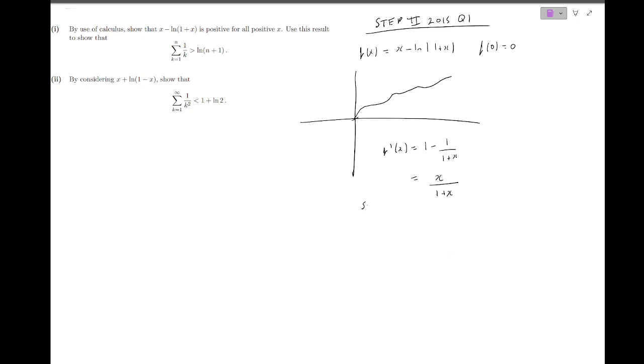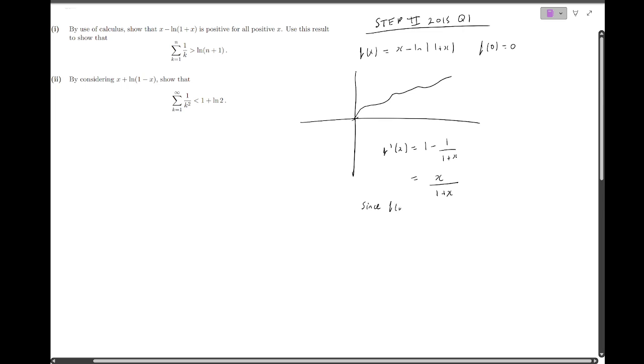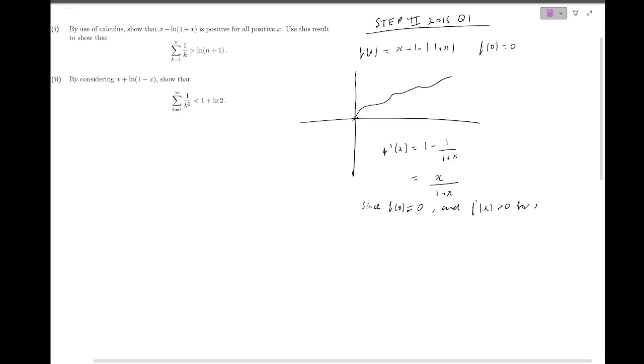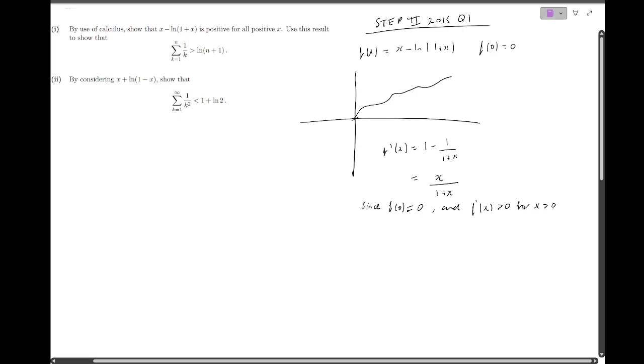So in conclusion, since f of 0 equals 0 and f is increasing for x greater than 0, then f of x is greater than 0 for all x greater than 0. Cool. Pretty chill way to start the question.